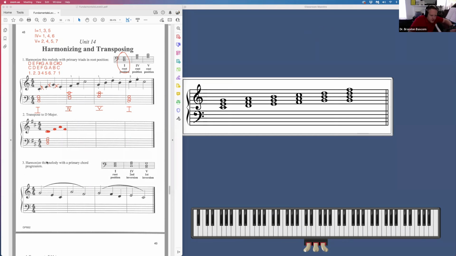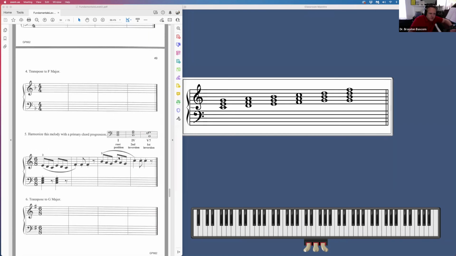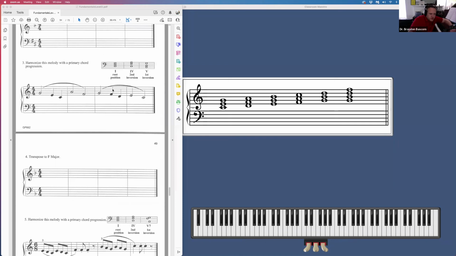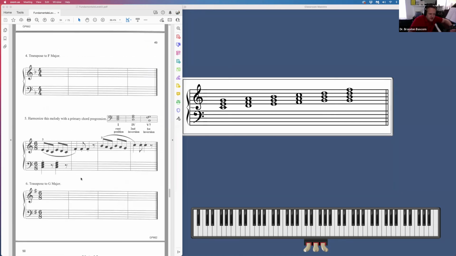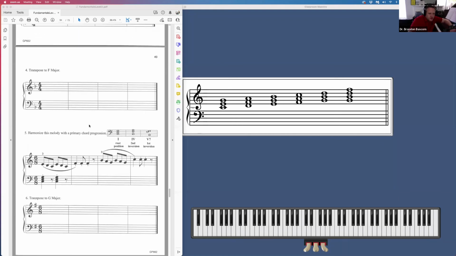Part 3, we are doing the same thing, harmonizing like I just showed you how to harmonize. Doing the same for number 4. 4, we're transposing number 3 into F major. And we're doing the same for 5 and 6, going from C major to G major. This time they want us to draw our triads in inversion, in our chord progression, rather than in root position. So that's all for Unit 14.